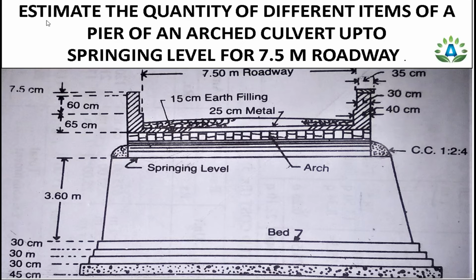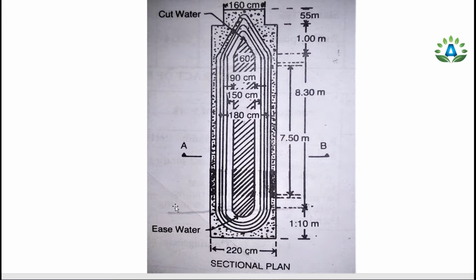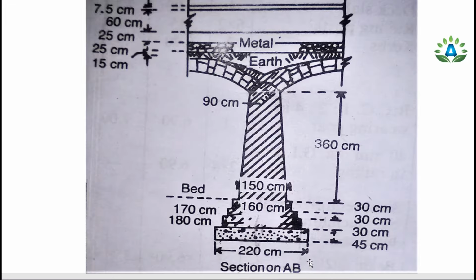Today we are going to do the detailed estimation of the pier. So the question is, estimate the quantity of the different items of a pier of an arched culvert up to the springing level for 7.5 meter roadway. In our question, we have this sectional elevation, sectional plan, and this section on AB.